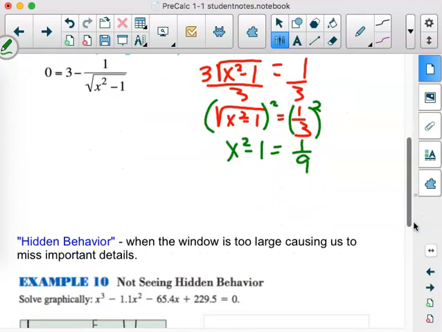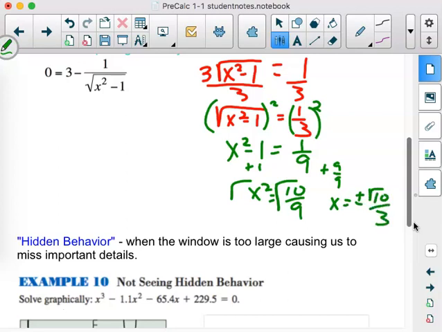So now we would add 1 to both sides, which is 9/9. And we would take the square root. x equals plus or minus the square root of 10 over 3. So now, like I said, because we had to raise both sides to an even power, it's possible that we get extraneous solutions. That's where we'd grab the graphing calculator and make sure, hey, is this really going to hit at the square root of 10/3?